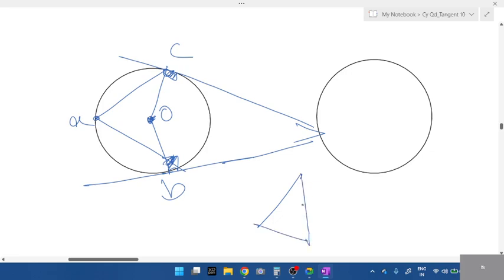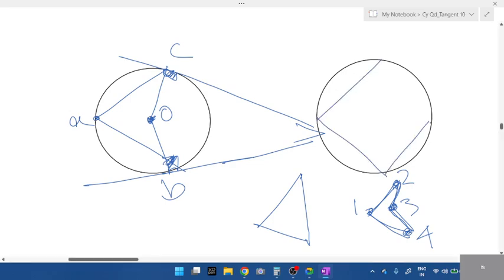See, this is a triangle. What about this one? Triangle or quadrilateral? It's a quadrilateral. It has four connecting points: 1, 2, 3, 4. Whenever a quadrilateral is touching the circle, see whether it touches or not, it would be a cyclic quadrilateral, right?